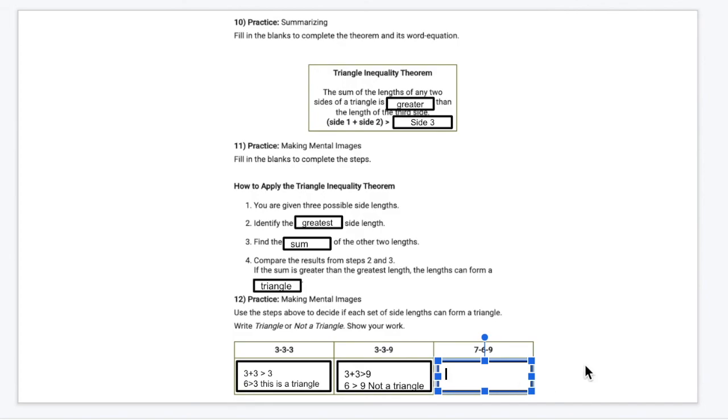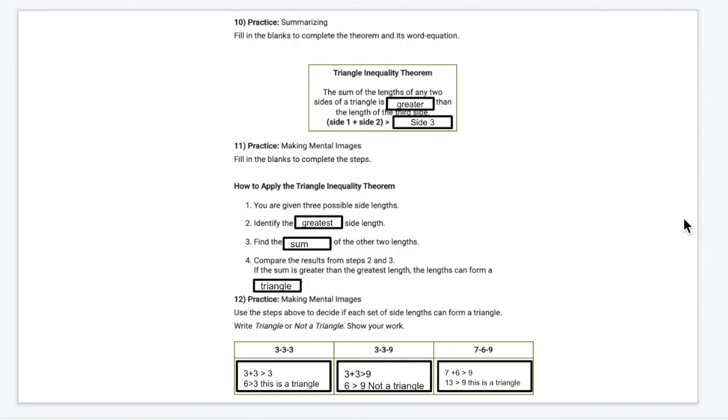Let's look at the last one. So we have 7, 6, and 9. So 9, once again, is my largest side, and I want 7 and 6, when I add them together, to be greater than 9. So let me just write that inequality out. So I have 7 plus 6, I want it to be greater than 9. Let me evaluate that statement. So 7 plus 6 is going to be 13, and I want it to be greater than 9. So when I think about it, 13 is a bigger number than 9. 13 is a greater value than 9, so this is a triangle, because it fulfills the triangle inequality theorem.